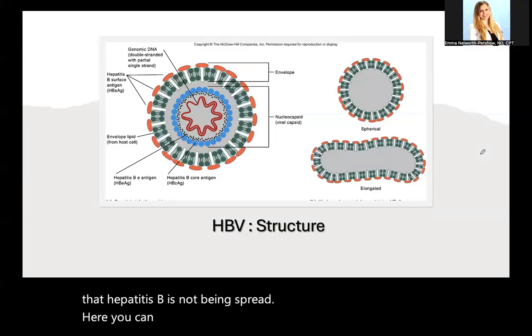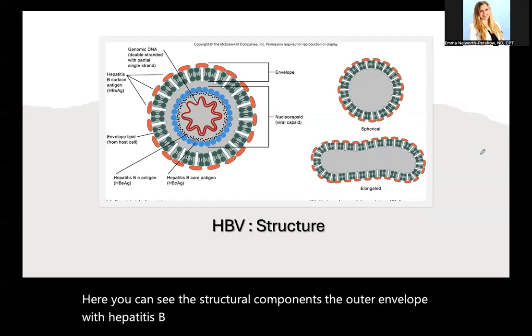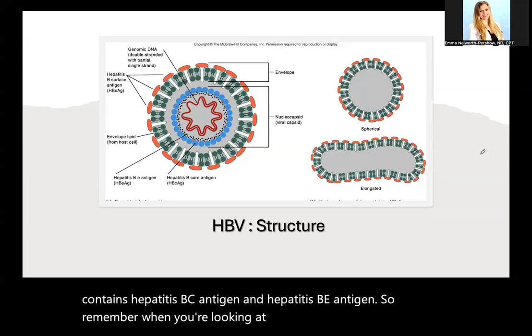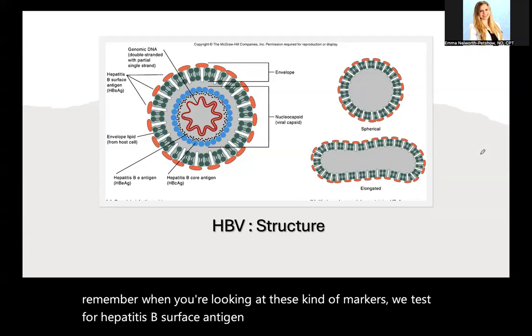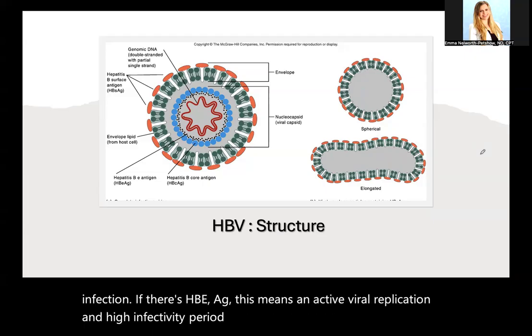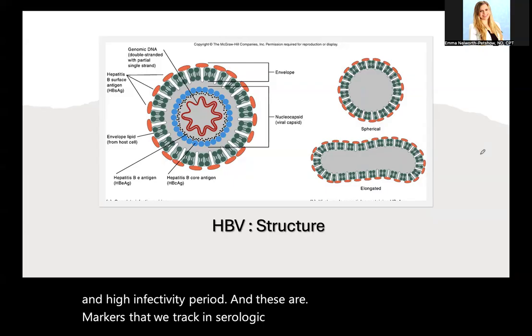Here you can see the structural components, the outer envelope with hepatitis B surface antigen, and the nucleocapsid core that contains hepatitis B C antigen and hepatitis B E antigen. So remember, when you're looking at these kinds of markers, we test for hepatitis B surface antigen, HBsAg, which means a current infection. If there's HBeAg, this means an active viral replication and high infectivity period. And these are markers that we track in serologic diagnosis.